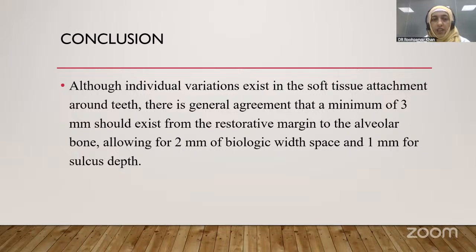So the conclusion is, although individual variation exists in the soft tissue attachment around the teeth, there is general agreement that a minimum of 2 mm should exist from the restorative margin to the alveolar bone, allowing for 2 mm of biological width space and 1 mm of the sulcus depth.